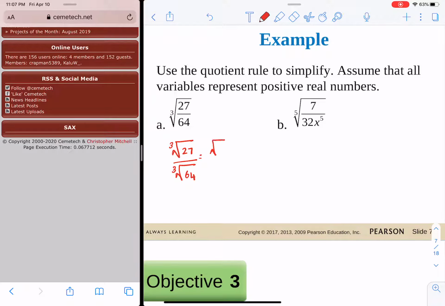But 27, we could write it as a power of 3. Why do I have to write it in a power of 3? Again, it's the third root. If we had the fourth root, we would try to write the number inside the root in powers of 4. So 3 cubed is 27.